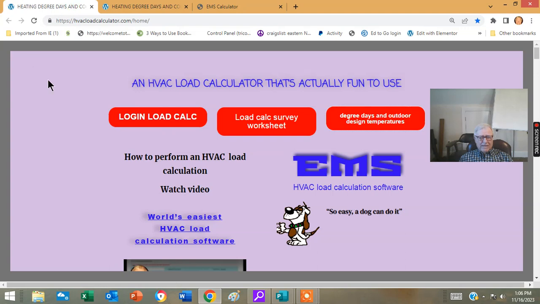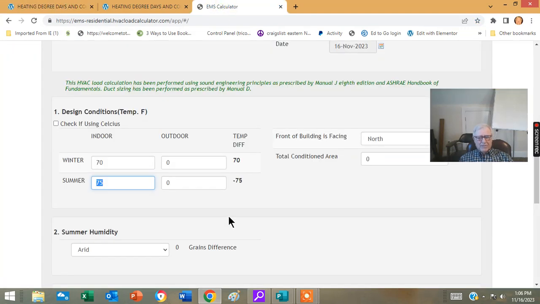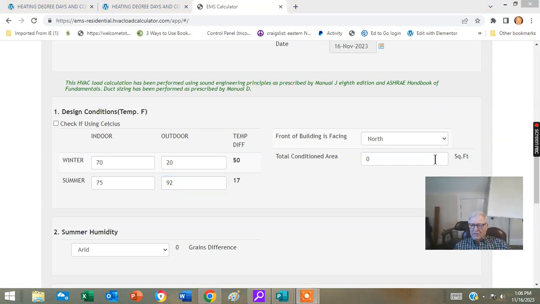So let's go back to our calculation. There it is. Okay, so our outdoor design temperature is 20 degrees. For the summertime, it's 92 degrees. And I'll give you a temperature difference of 50 degrees in the wintertime and 17 degrees in summertime. Over here, it's asking you what direction the house is facing. Well, it's facing south.